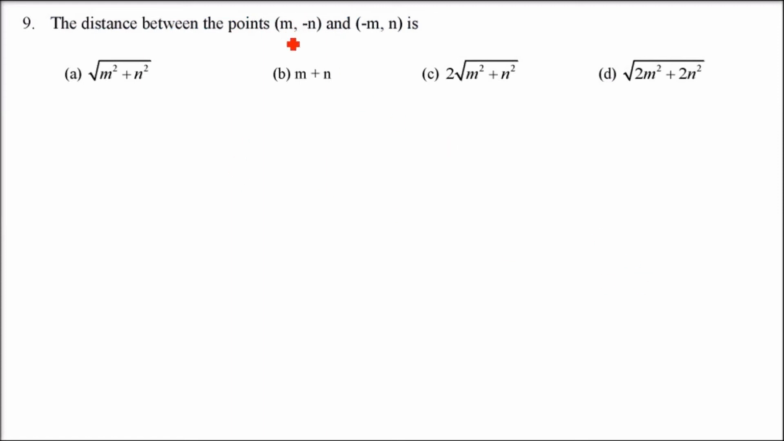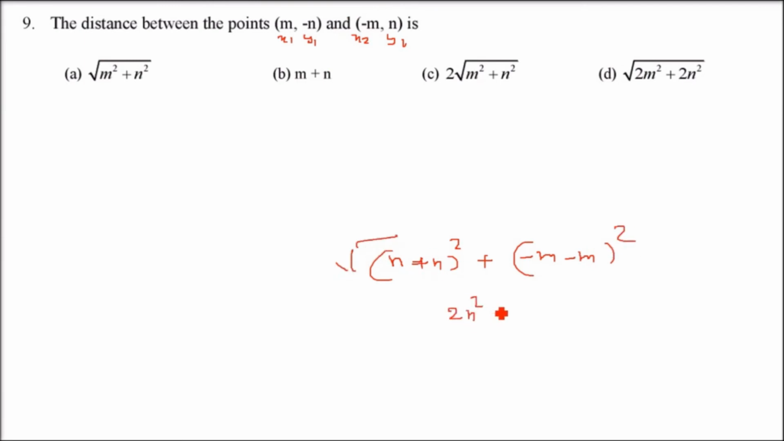The distance between the points m comma minus n and minus m comma n. So you have to use the distance formula: y2 minus y1 whole square plus x2 minus x1 whole square under root. So this is x1 y1, this is x2 y2. So y2 minus y1 will be n minus of minus n, so this will be n plus n whole square plus minus m minus m, and that is going to be minus 2m, whole square, and take the under root.